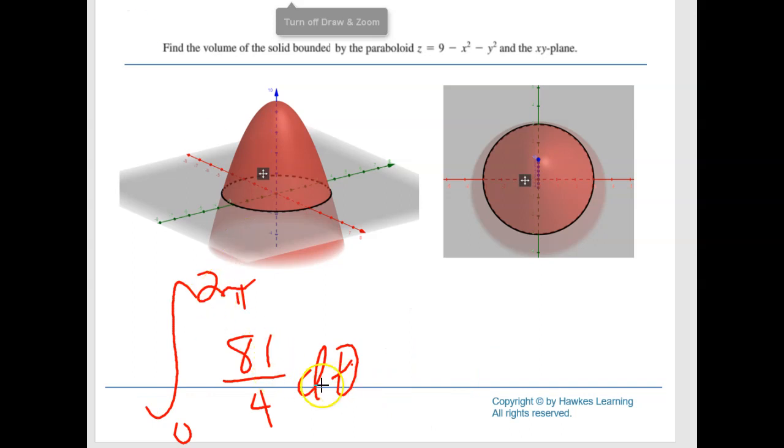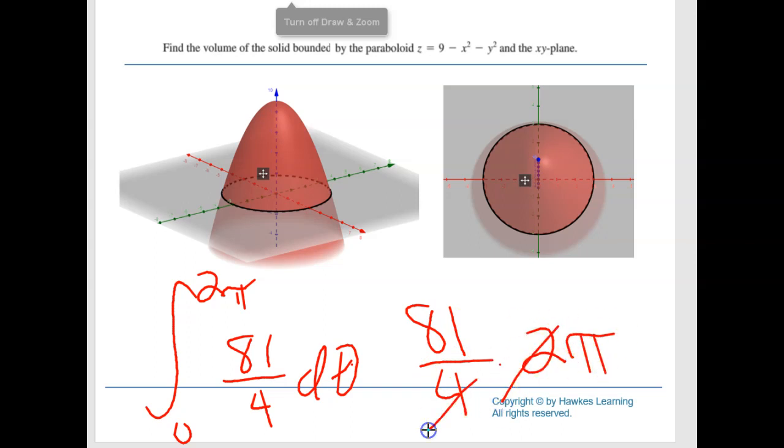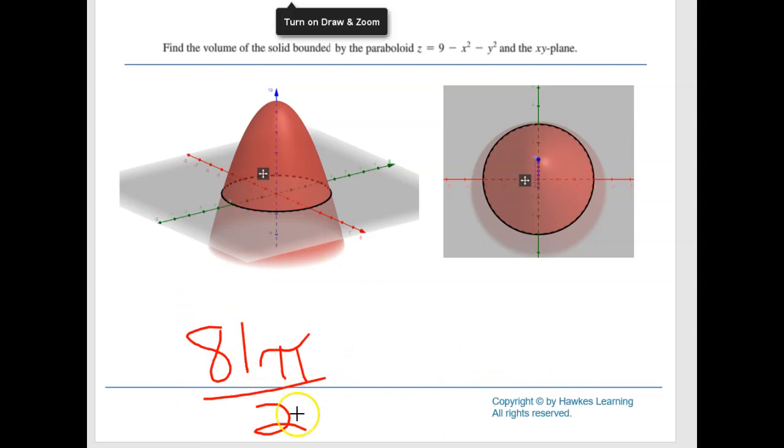Alright, and then there's this constant, there is no theta here, so when I integrate, I'm just going to get a theta times this, and because the bottom one is 0, I just end up multiplying by this. So I'm going to end up with 81 fourths times 2 pi. The pi, the 2 and the 4 reduce to 2, and so I end up with 81 pi over 2. That's the volume here, and that's what we would have gotten in the other method if we would have continued on with the trig substitution and everything.